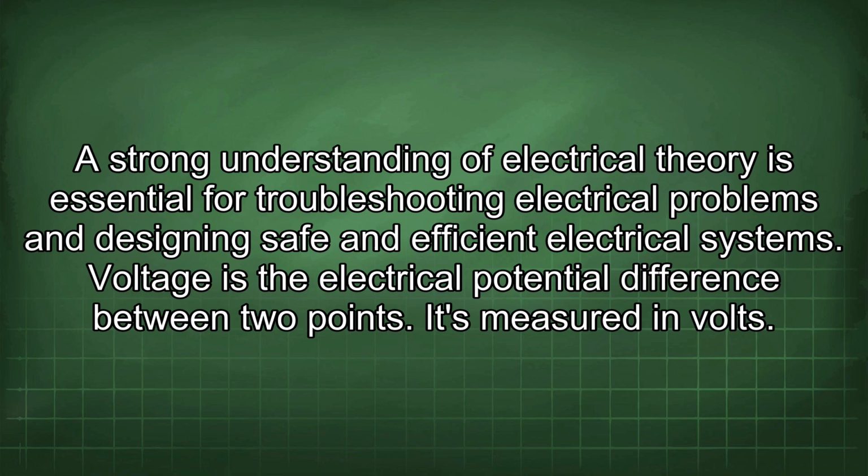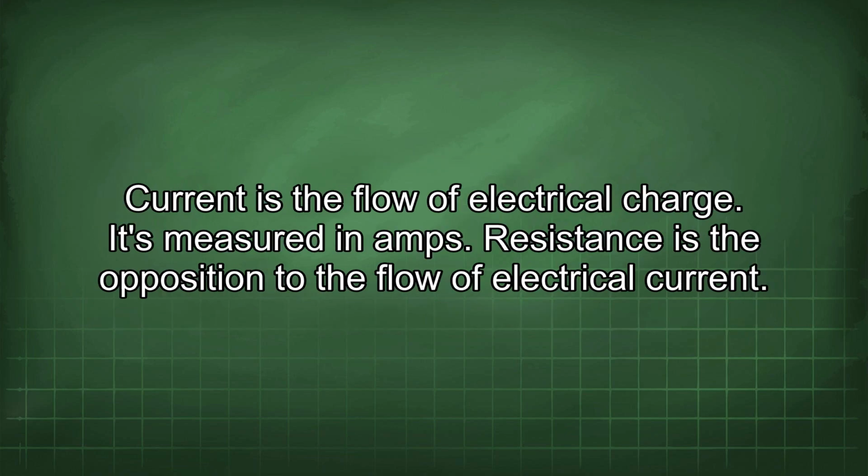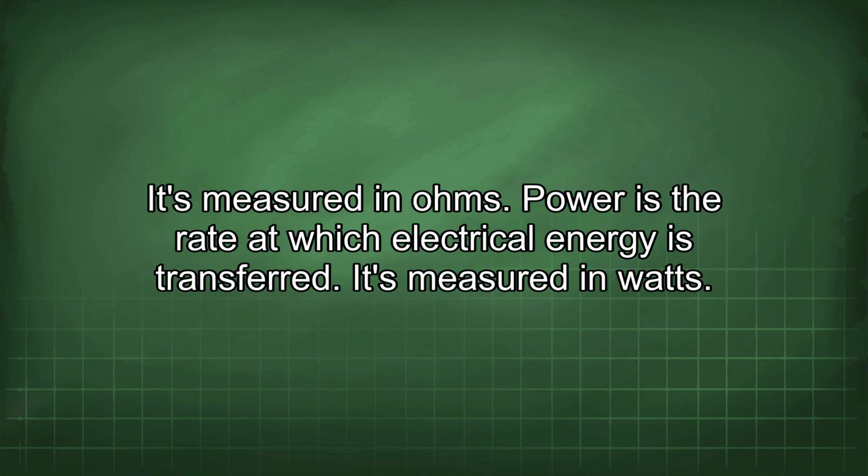Voltage is the electrical potential difference between 2 points. It's measured in volts. Current is the flow of electrical charge. It's measured in amps. Resistance is the opposition to the flow of electrical current. It's measured in ohms. Power is the rate at which electrical energy is transferred.